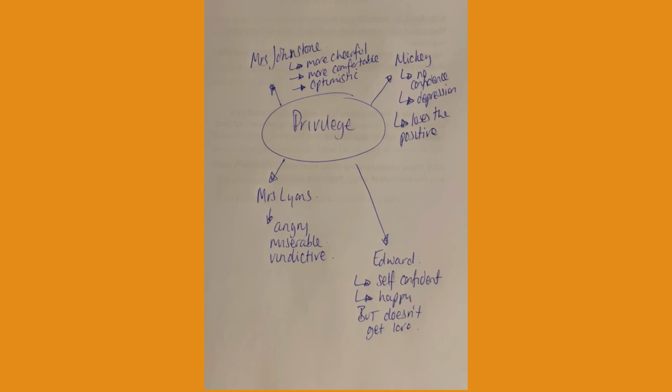So if we look at the question being about privilege not always leading to happiness, we can see that actually Edward is self-confident, is generally happy, but is always looking for something more. Mrs. Johnstone, who has nothing, comes across as the more confident, the happier character. And so actually, the answer to that question is that privilege does not lead to happiness, and that some of that is about the characters in and of themselves.